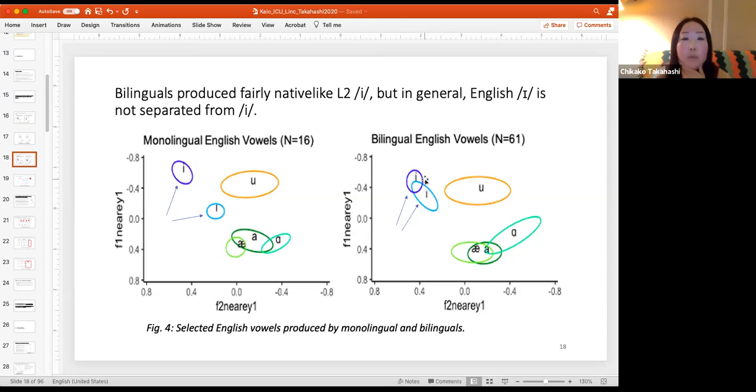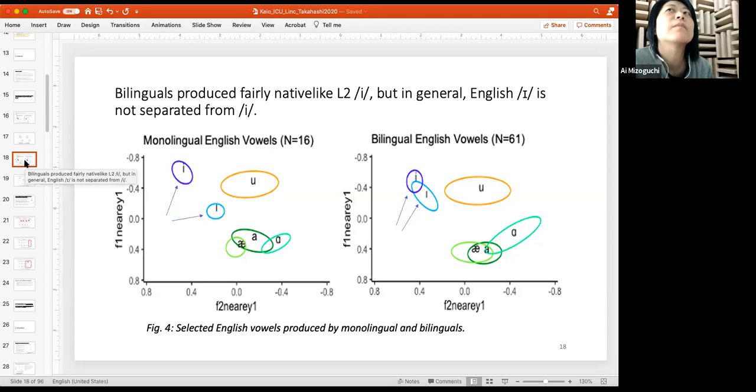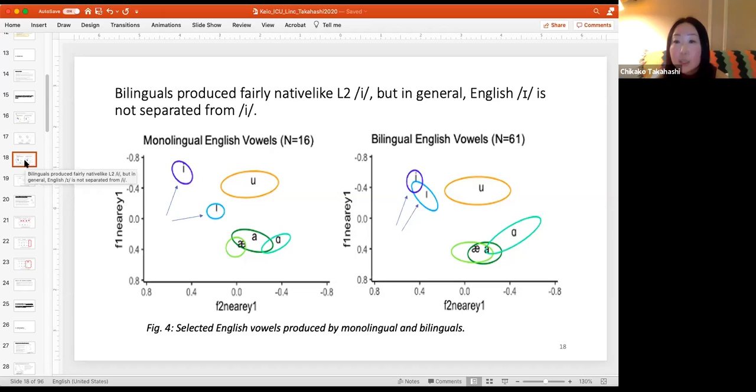Right, but for the perception data, even if you don't have the duration data, English speakers can generally differentiate E from I. My question was whether learners can use the formant cues in perception and also in production.